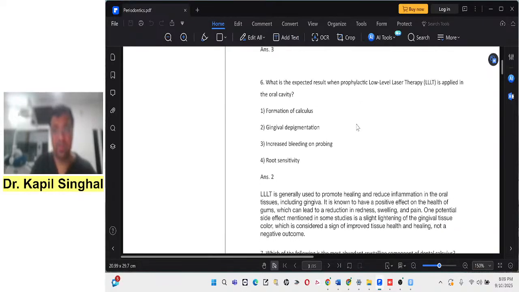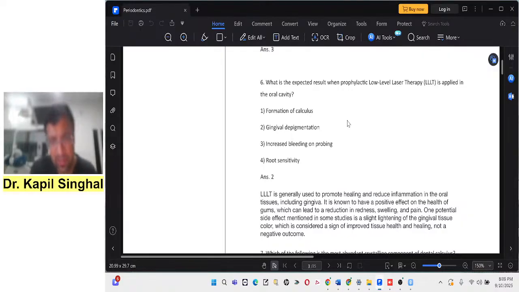Next question. What is the expected result when prophylactic low-level laser therapy is applied on the oral cavity? See, this LLLT therapy is generally a therapy to enhance healing. A lot of times people have ulcers also, then also this therapy is given. Okay, and it helps to reduce the inflammation. So now let's read out the options. What is the expected result when this LLLT therapy is applied?